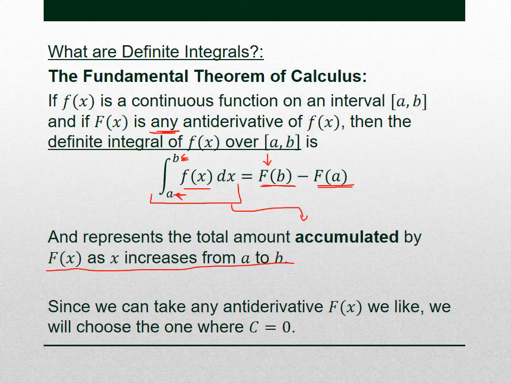Lastly, note that here I said any antiderivative, right? So when we were taking antiderivatives, we found a bunch of them and we just called it capital F of x plus c. And so here, since we're doing the subtraction, you can take any antiderivative you like, and so we'll just take the one where c disappears. So what that means is when we're doing these definite integrals, you do not have to do a plus c, because we can take any one we like, so we'll take the one with c equal to 0.